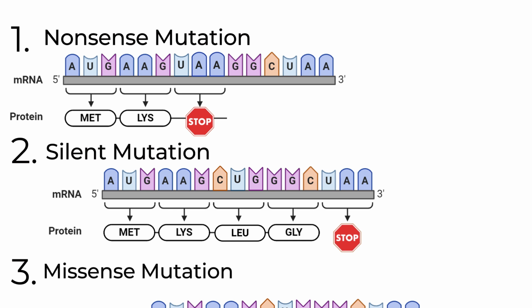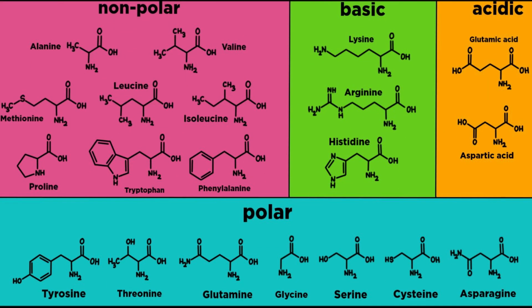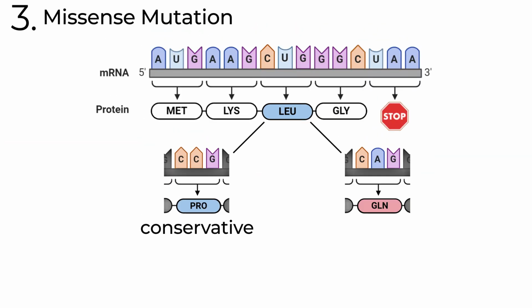A missense mutation results in a change in the amino acid encoded by a codon. If the amino acid that replaces the initial one has similar properties to the one replaced, this is called a conservative missense mutation. For example, if the polar amino acid tyrosine is replaced by another polar amino acid like cysteine, the mutation is considered conservative. In other cases, where the new amino acid has different properties, it is called a non-conservative missense mutation.